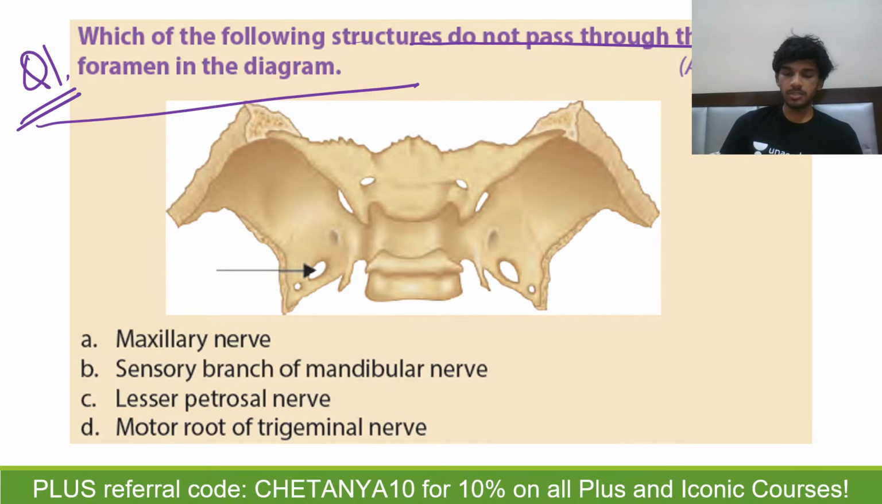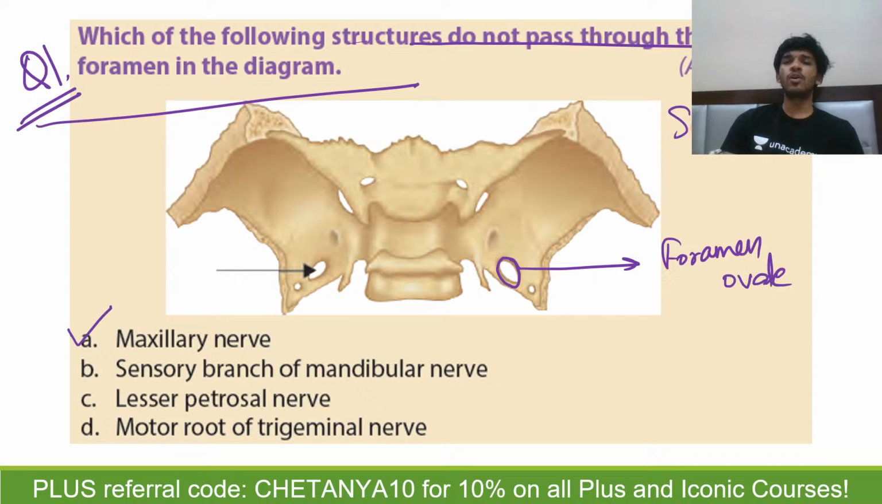Any answers, doctors? Mishti is right in saying that the answer to this question is maxillary nerve. Remember, this looks like an oval, so this is obviously foramen ovale. Now, what else is shown to you in this diagram? What is this bone that is shown to you? This is the sphenoid bone. I might have said temporal when I was talking about this, but this is the sphenoid bone, right? You have the foramen ovale present in the sphenoid bone here.